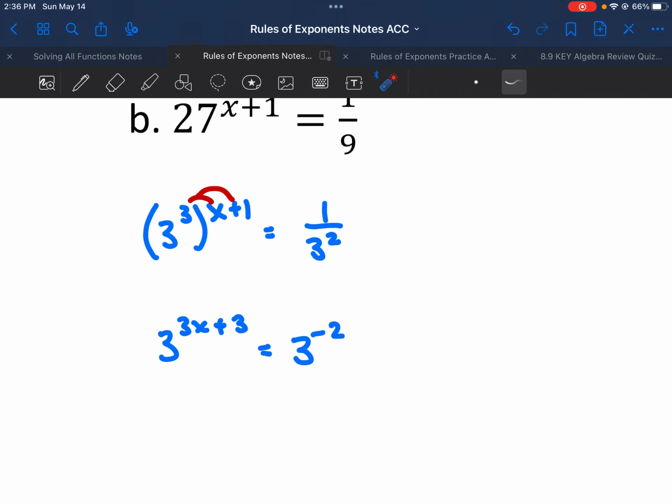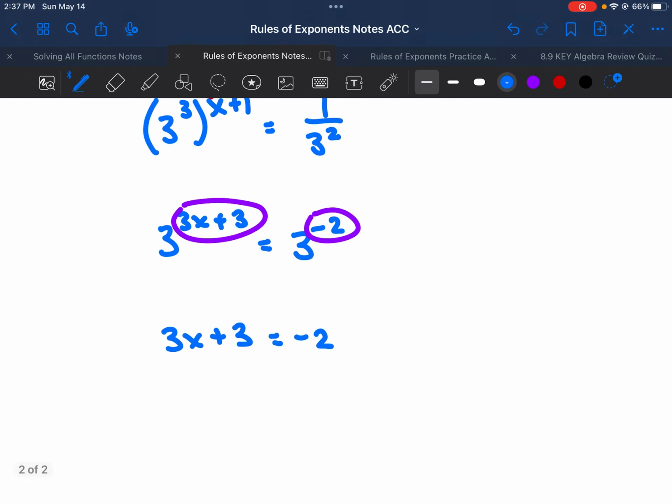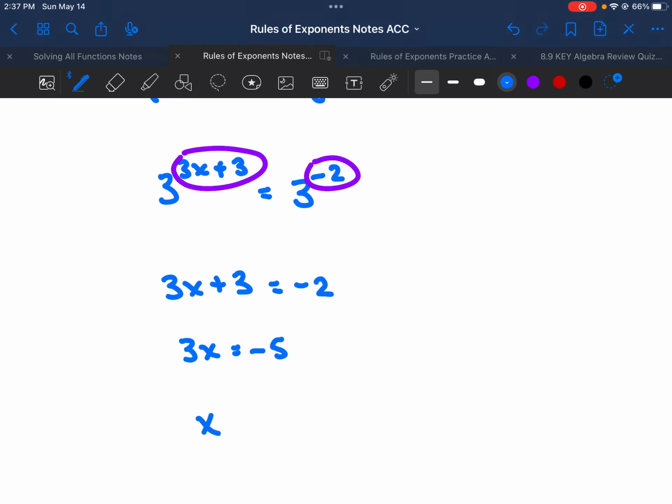So now the bases are exactly the same. Base 3, base 3. I can take the exponents and set them equal to each other. So 3x plus 3 equals -2. Subtract the 3 over. 3x equals -5. Divide by 3. x equals -5 thirds.